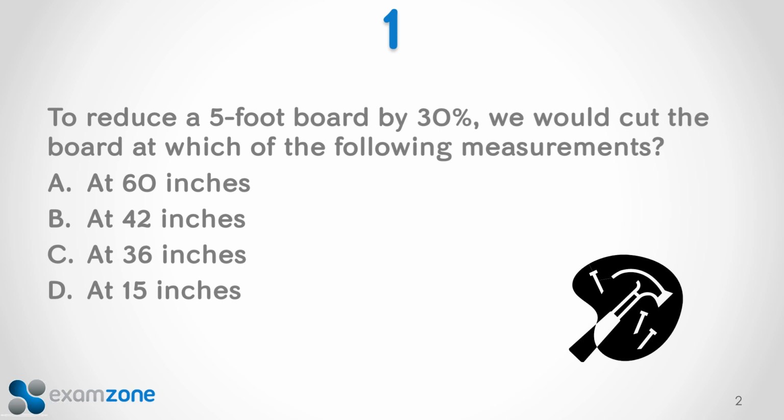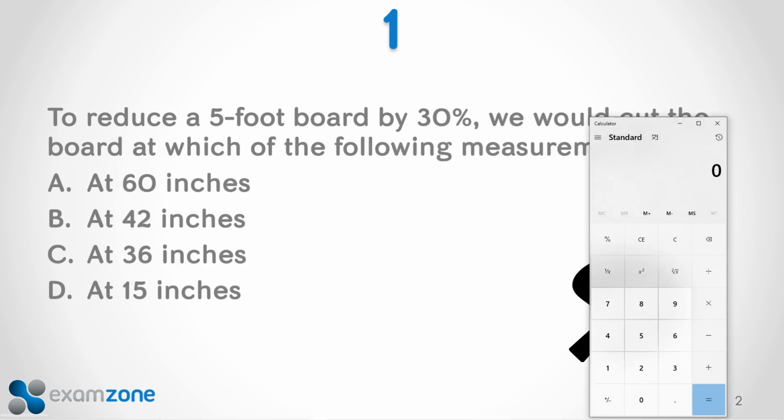All right, we're going to reduce a board by 30%. Since the answers are in inches, let's convert 5 feet times 12 to 60 inches. And obviously A is not the answer because we're reducing it. So times 0.30, 18 inches, not an answer choice.